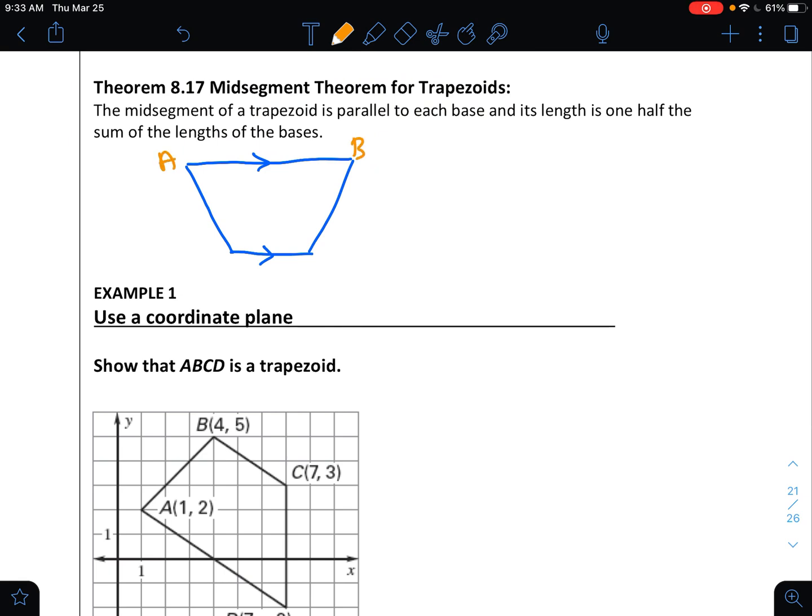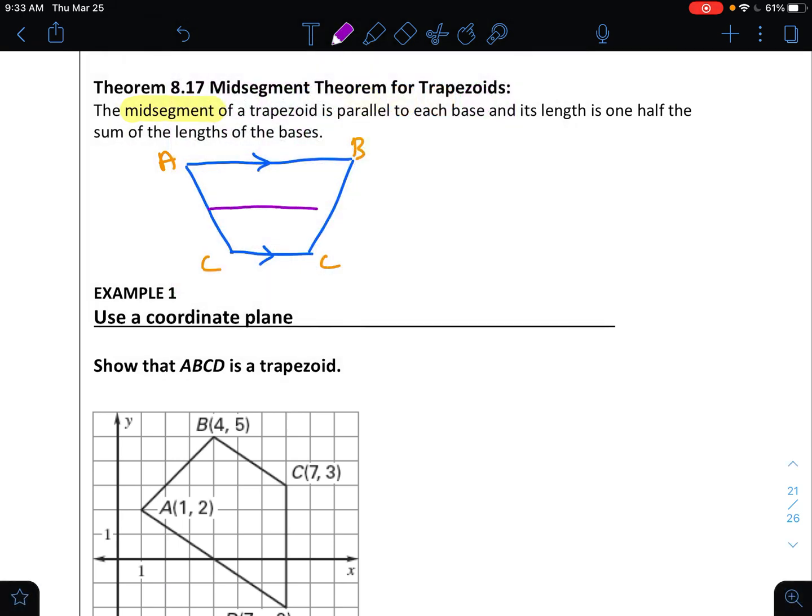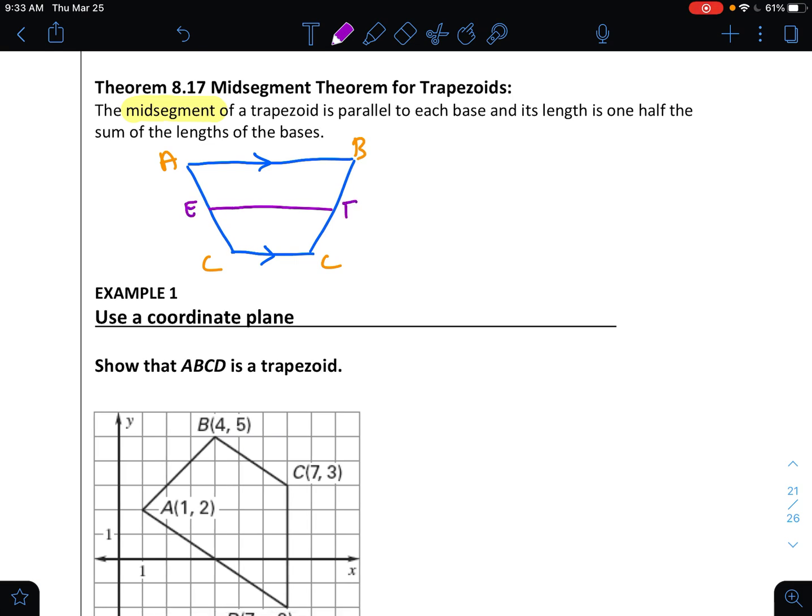And then let's go ahead and name it. We'll just do A, B, C, D. That might be helpful in our explanation. Okay, I want to draw a mid-segment. A mid-segment is a segment in the middle. So I'm going to put a segment right here, and I'm going to call those points E and F. The mid-segment, think about segment in the middle, has several properties here. It is parallel to each base.